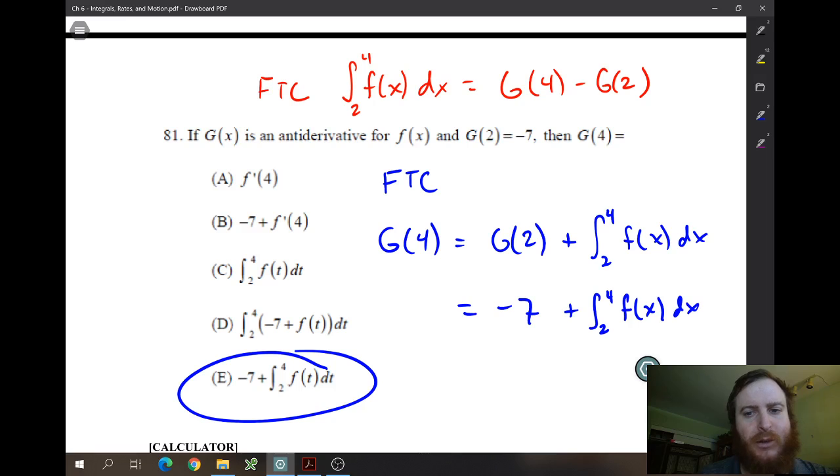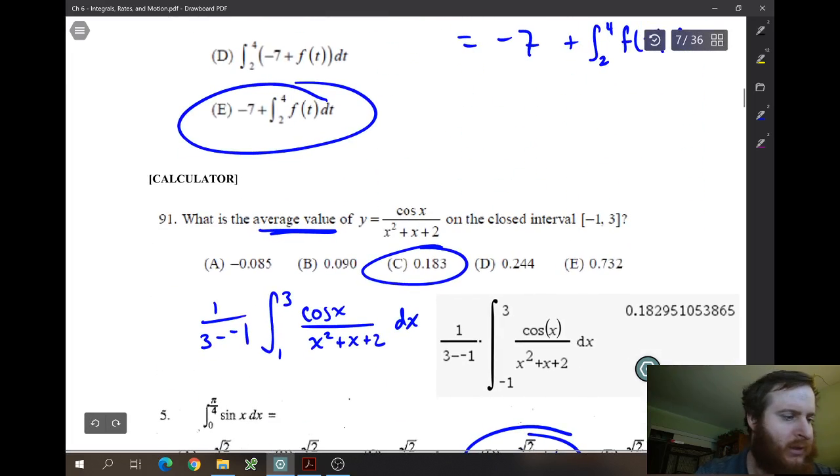I really like to rewrite FTC where I put what I want on the left side, and that goes with our top endpoint, and then the other one, the starting endpoint, on the bottom. And so I rewrite it this way. So this is negative 7 plus the integral from 2 to 4 of f of x. We don't know what f of x is, but we can just write it that way. They use t's, that's okay. It's the same concept.